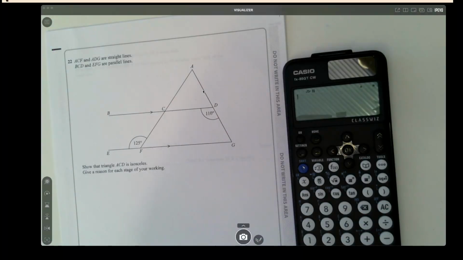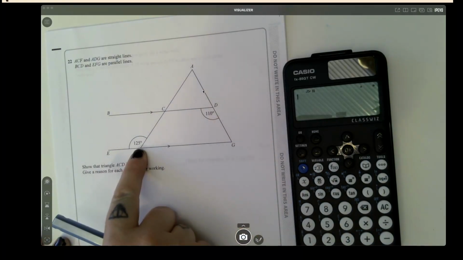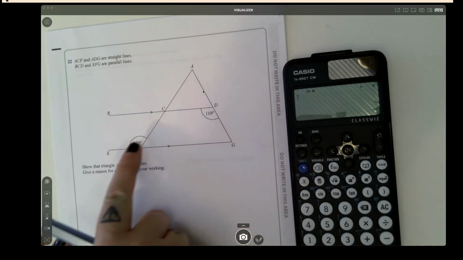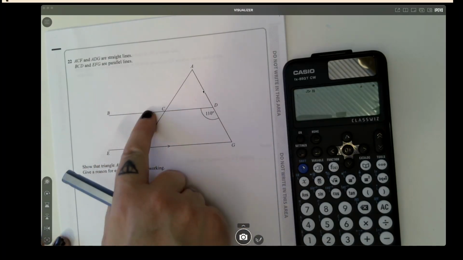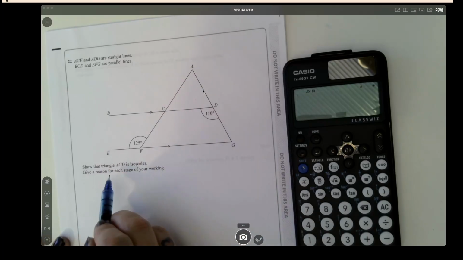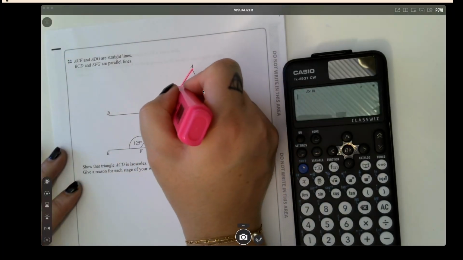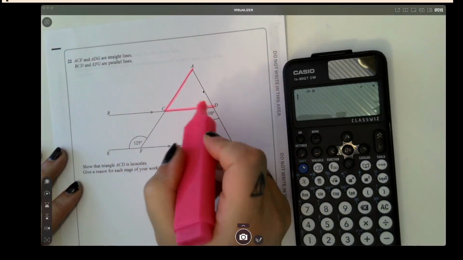Question 22. ACF and ADG are straight lines. So ACF, ADG, straight lines. BCD and EFG are parallel lines and they're marked by these arrows here. Show that the triangle ACD is isosceles. So triangle ACD is this one here.